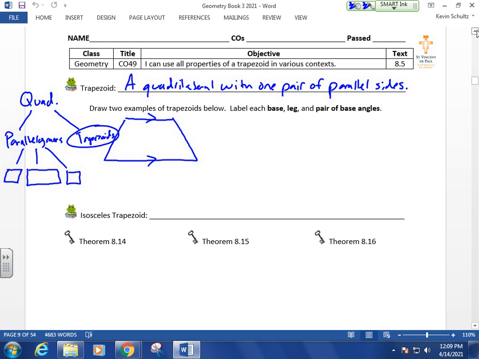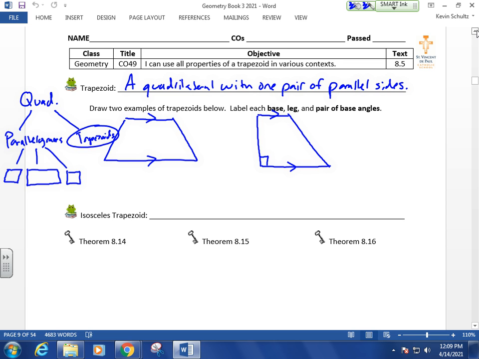And it says, draw two examples of trapezoids below, label each base, leg, and pair of base angles. Like I said, the first one that I drew there is probably the most common shape that people think of with trapezoids. But even something like this would be a trapezoid, where one side makes a right angle with the base. Most people think trapezoids have to have two slanted sides. They don't. Okay, as long as they have that one pair of parallel lines, right, then you're dealing with a trapezoid.